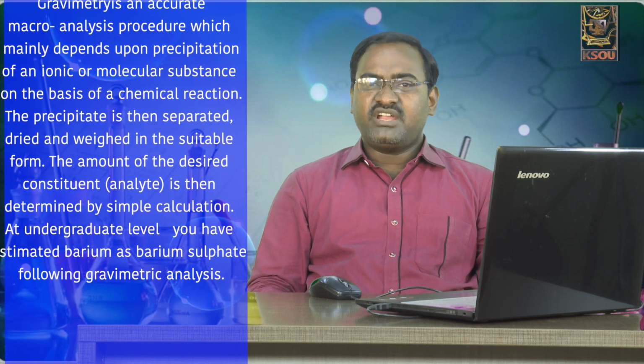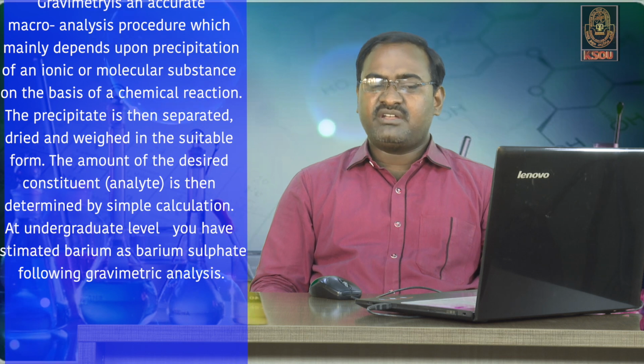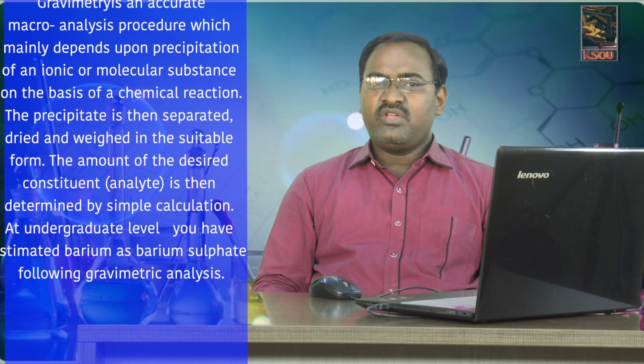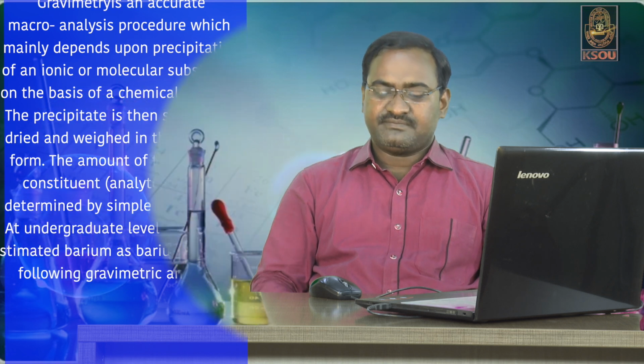The amount of the desired constituent, the analyte, is then determined by simple calculations. At undergraduate levels, you have estimated barium as barium sulfate in gravimetric analysis. In volumetry, the amount of analyte can also be found with the help of volumetric techniques. Volumetric analysis means finding the concentrations of unknown solutions by using a solution of known concentration.